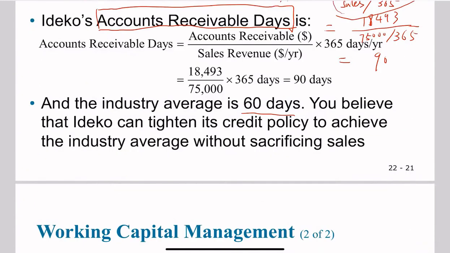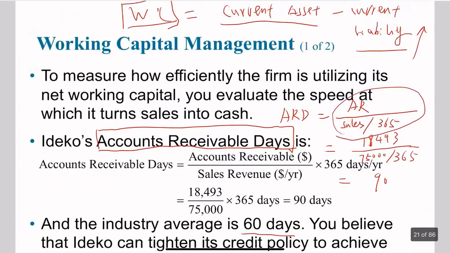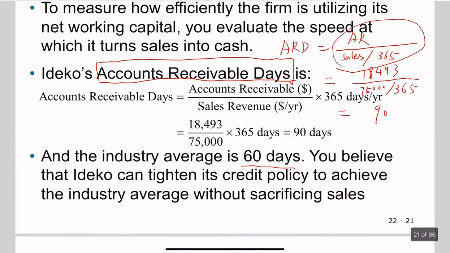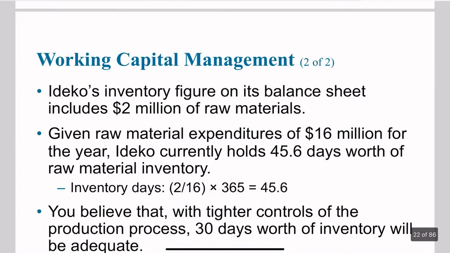Okay, having discussed accounts receivable days, now let's talk about the second component. We have seen that for current assets, we could discuss both accounts receivable, or we could discuss inventory, right? So now let's discuss inventory. And now we will want to look at inventory days. And here to discuss inventory, we will mainly focus on the raw materials. So let's see what kind of numbers we have.